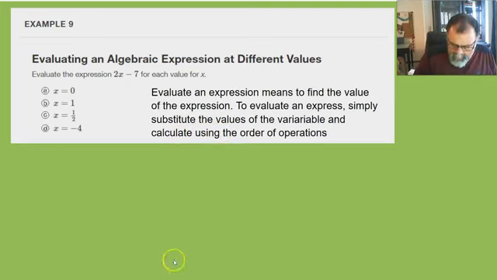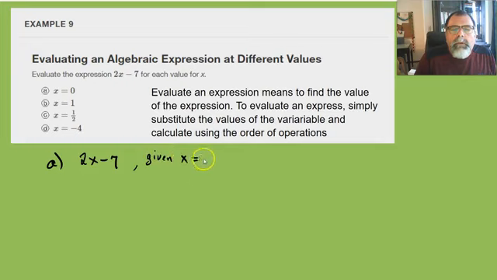So for A, 2x minus 7. Okay, so if x is, oh, I'm sorry, x is 0, you just plug in 0 for the x, and then you work it out using order of operations. So we do the parentheses, there's nothing to do there. Exponents, no exponents. Multiply, so that's 0. And then subtract, 0 minus 7, it's just negative 7.